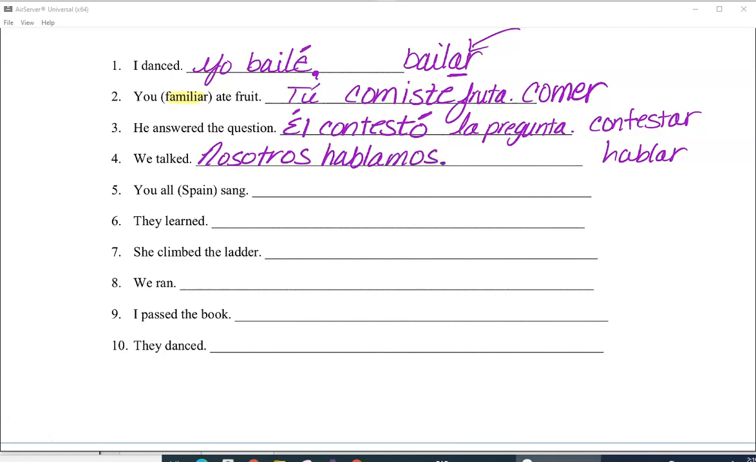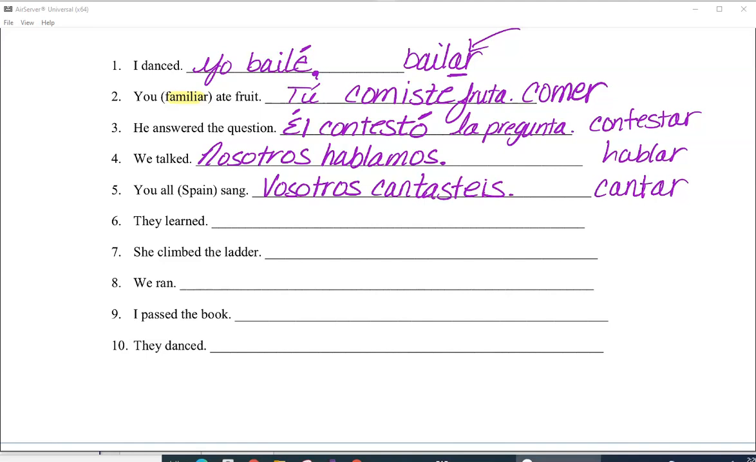The next one, you all, Spain, sang. So the you all in Spain is going to be vosotros. Once again, it doesn't specify if it's vosotros or vosotras, so either would be acceptable. To sing, our infinitive is cantar, and then that's our step 1. Our step 2, we're going to drop the ending, and we're going to be left with C-A-N-T, and then because it's an AR verb, we're going to do our second person plural ending, and we have vosotros cantasteis. And then you can add extra things in if you wanted to say la canción, vosotros cantasteis la canción, or something like that.